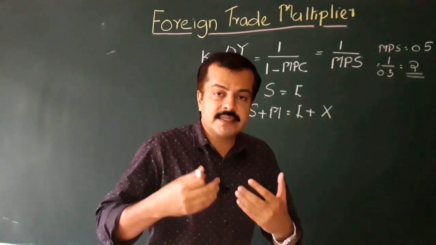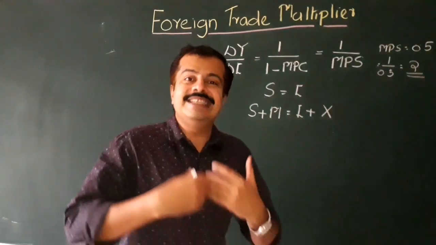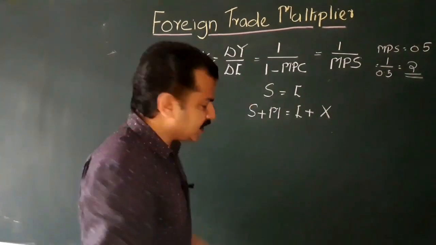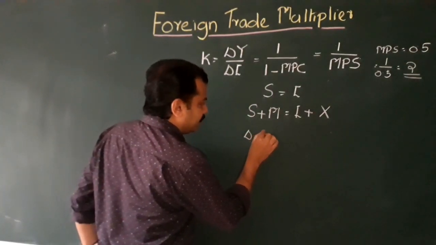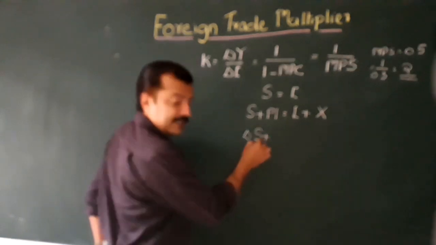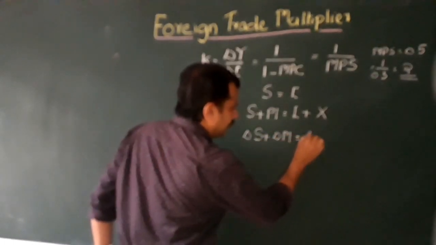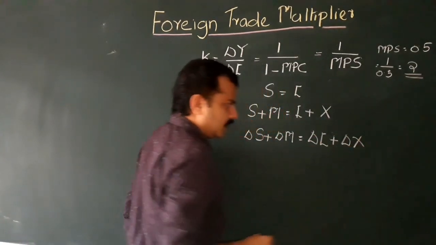As we said, when there is a change in income, it will cause induced changes. It will force changes in all these four variables. Now let us explore like this. That means when there is a change in income, there will be change in saving. That is, delta S, changes in saving, plus delta M will be equal to delta I plus delta X. What is this equation?